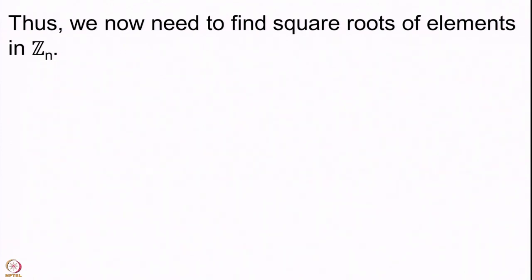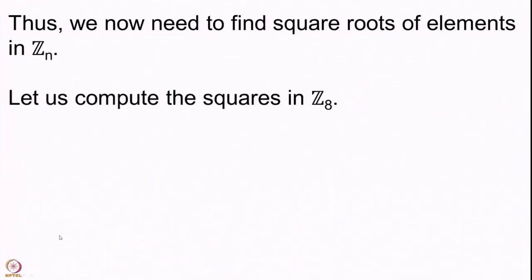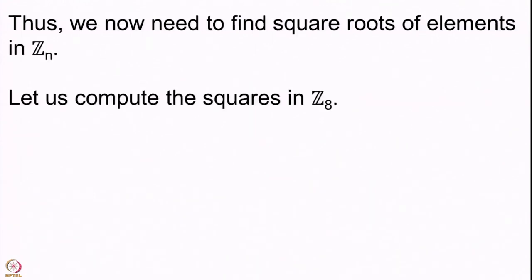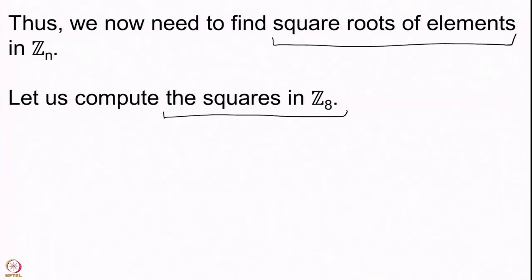Is it so easy to find the square roots of elements? Are all elements there which have square roots, or do we have to make some cases about them? So, let us do one example. Let us compute squares in Z8. So, to find square roots of elements, we need to find what elements have square roots, and this can be done by simply computing the squares.